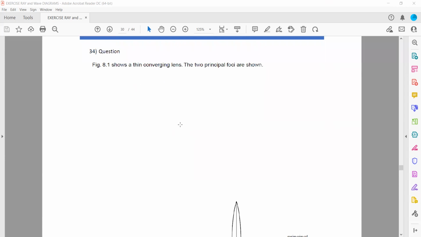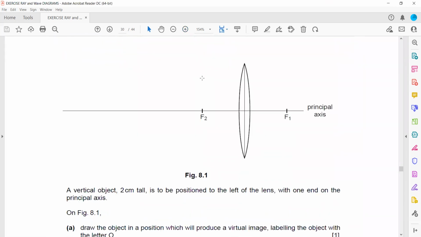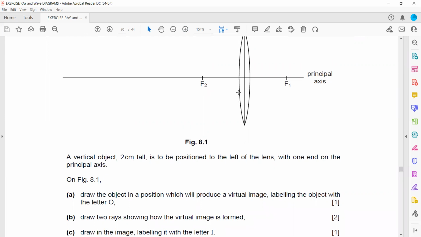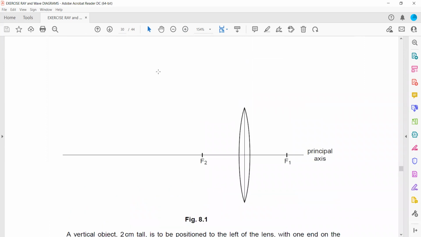Another question, figure 8.1 shows a thin converging lens, two focuses are mentioned. An object of 2 centimeters is positioned on one end of the principal axis. Draw an image, a virtual image. So how to get a virtual image? To produce a virtual image, the object must be placed between the focus and the lens.